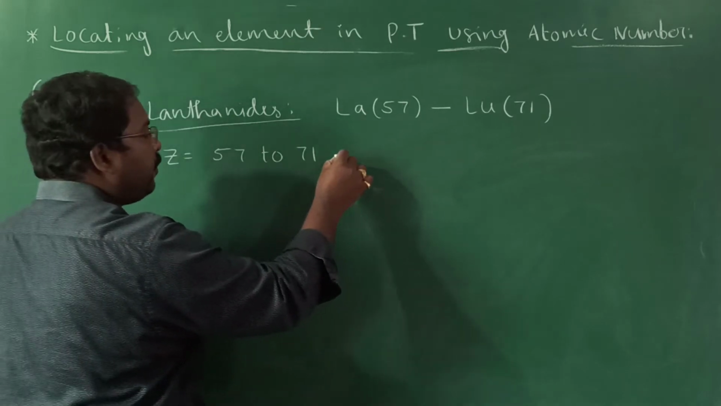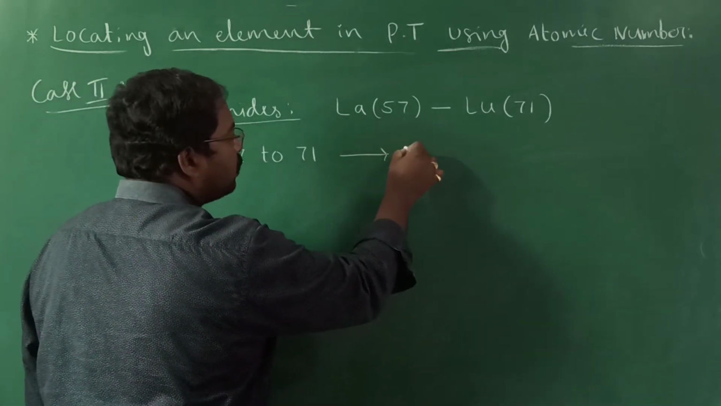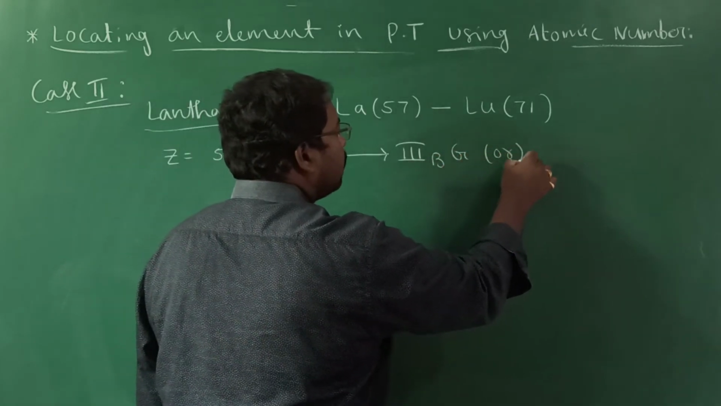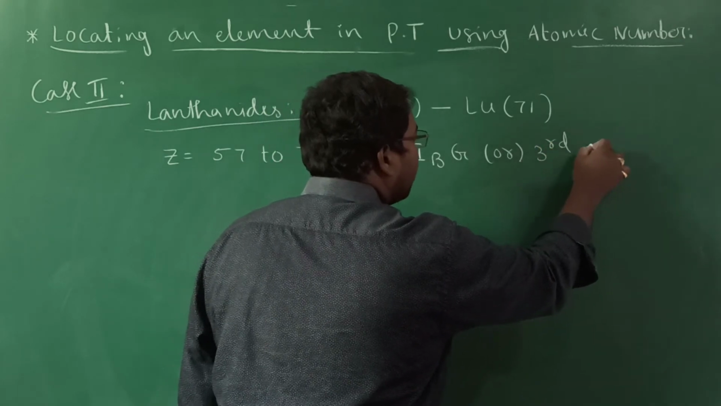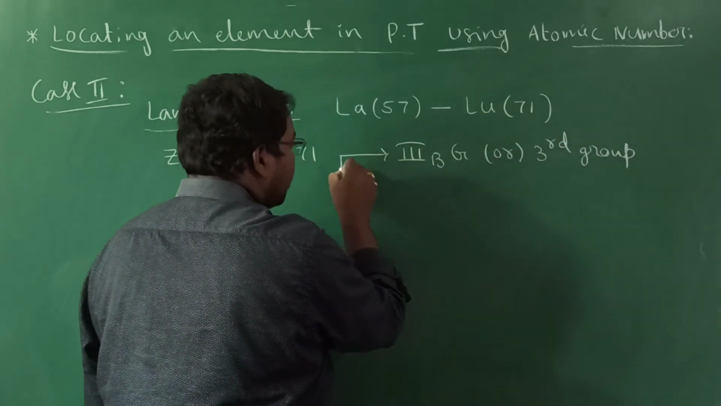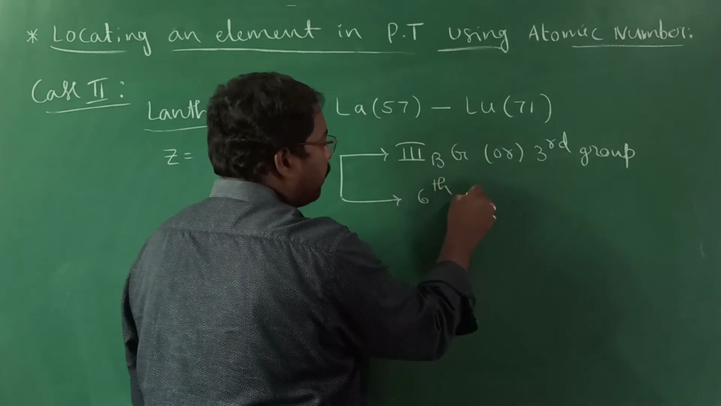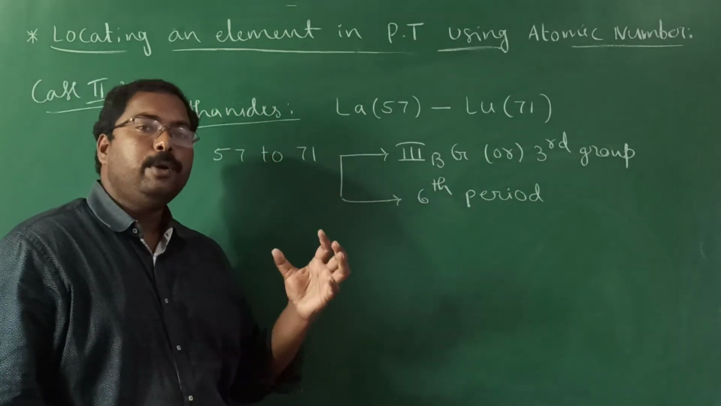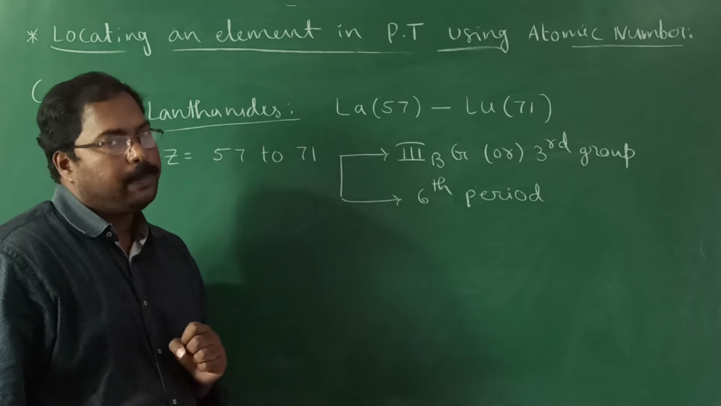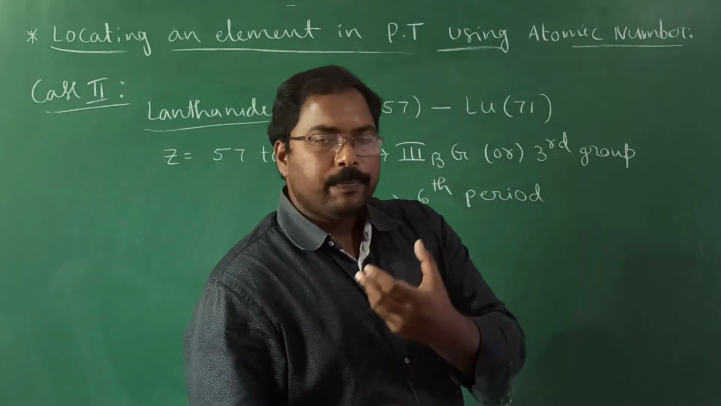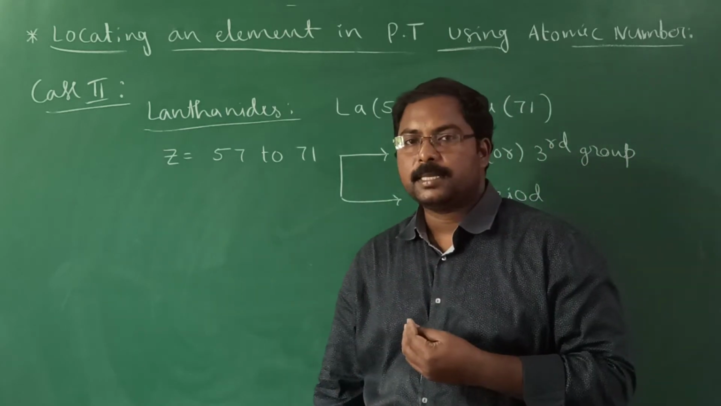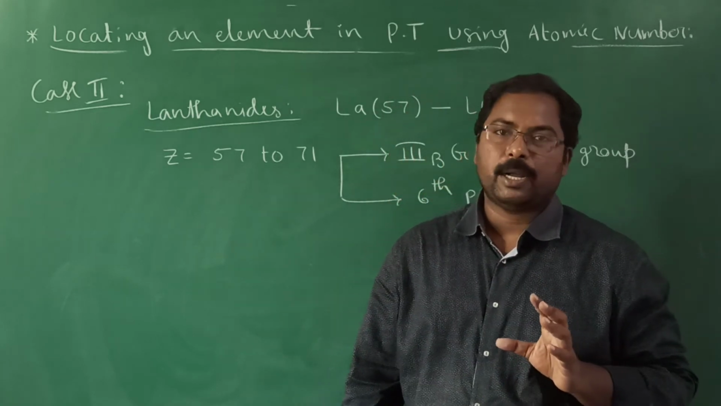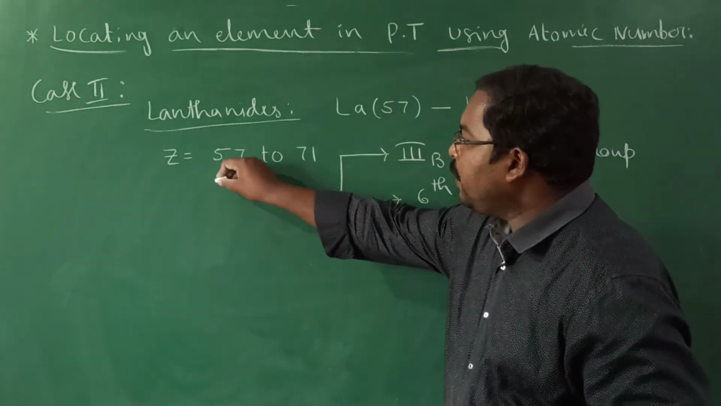What is the location of lanthanoids? Lanthanoids belong to the third B group, nothing but the third group only, as well as the sixth period. We definitely have to remember the location of lanthanoids in the periodic table, because even in second PU, when we discuss the D and F block elements, we will have to learn each and every element's atomic number and electronic configuration. So anyway, we will remember these numbers.